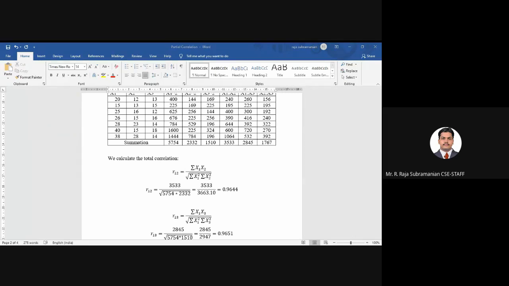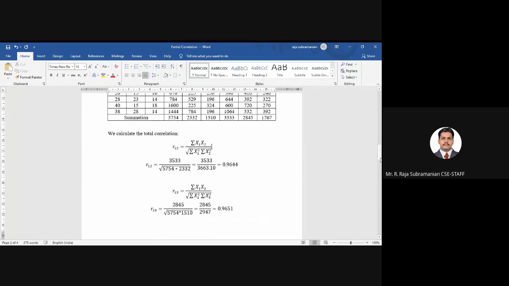Then R12.3, that also 1 minute. I will give R12, R13 and all. If the formula is there, we can do it easily. I will give 1 minute. Either I will give R12, R13, or at least I'll give the summation x1 squared everything. You need to compute R12, R13 and then calculate R23.1. That may take 2 minutes or 2.5 minutes, I hope.